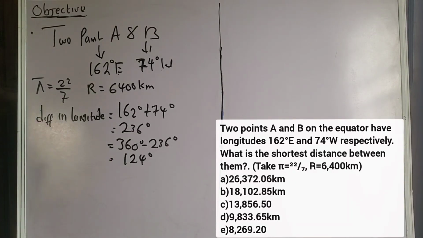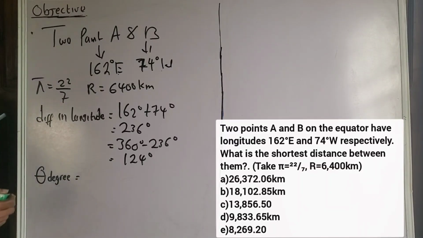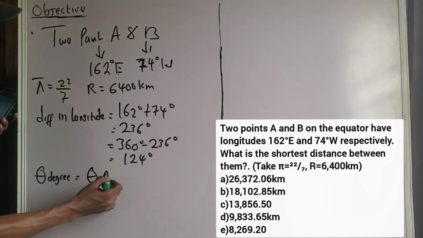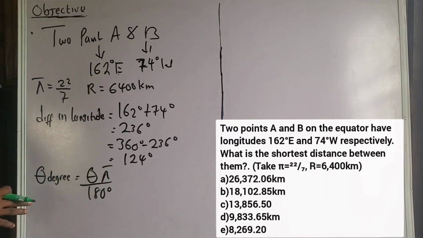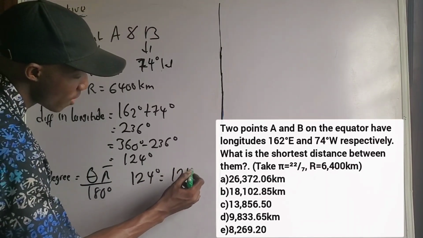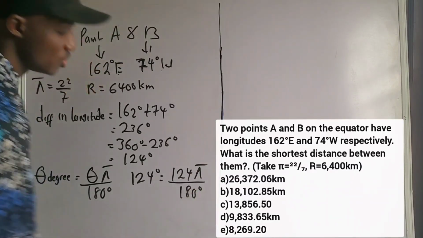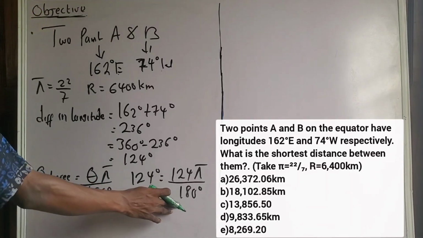You understand? And don't forget that if you want to convert theta in degrees to radians, you're going to have theta pi all over 180 degrees. This is the formula for converting degrees to radians. So if you want to convert 124 degrees to radians, you're going to have 124 degrees equals 124 pi all over 180 degrees. Do you understand? This is the value of theta in radians.